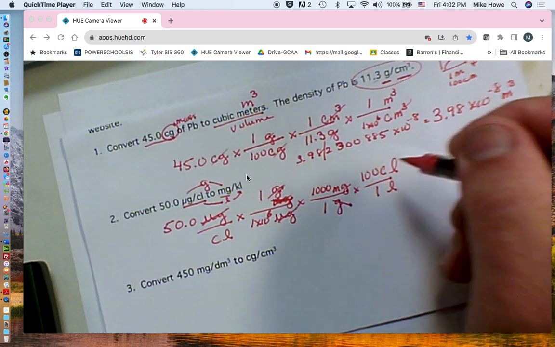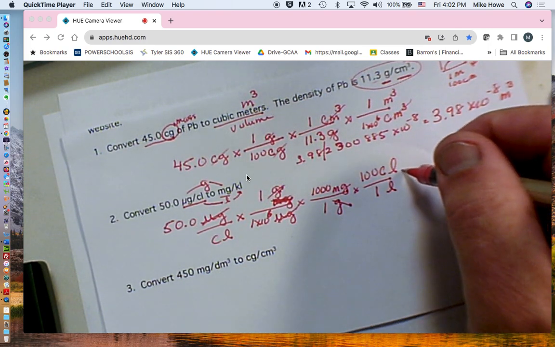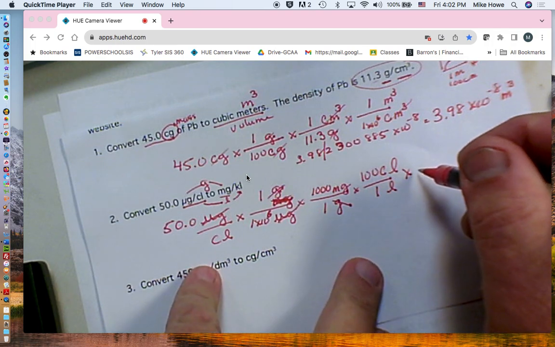As you do these, work on knowing the units, not just looking them up, because the next quiz will be a no-note quiz.